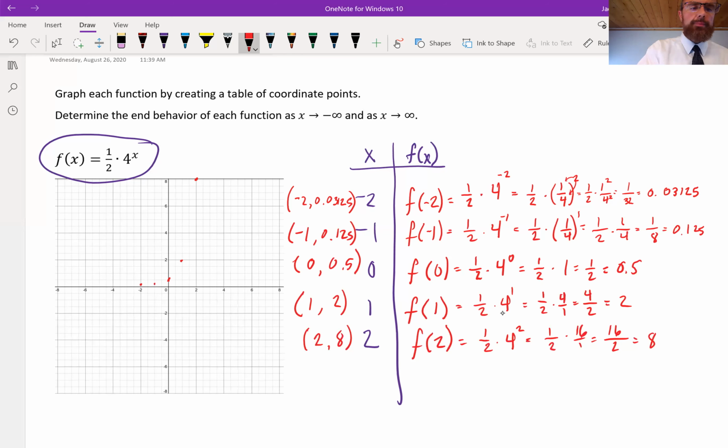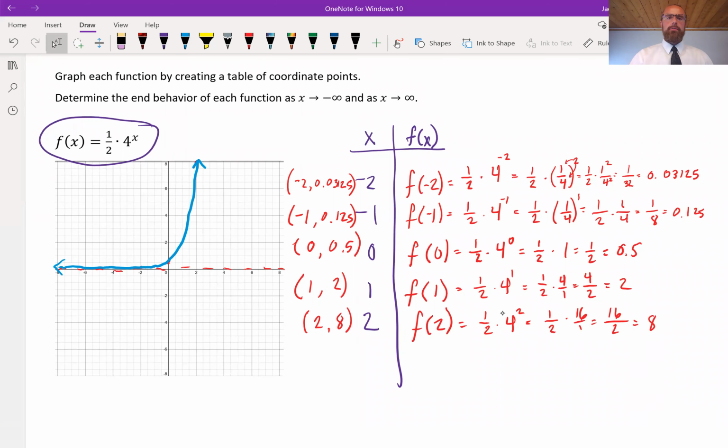Now, recall with an exponential function, we have an asymptote at the x-axis. So within that framework, I want to sketch that graph. So the graph starts over here in quadrant 2, but very close to the x-axis, hits these points that we've plotted, and then just explodes with that exponential growth as x gets bigger. So that completes the first task. We've graphed the function with a table of coordinate values.